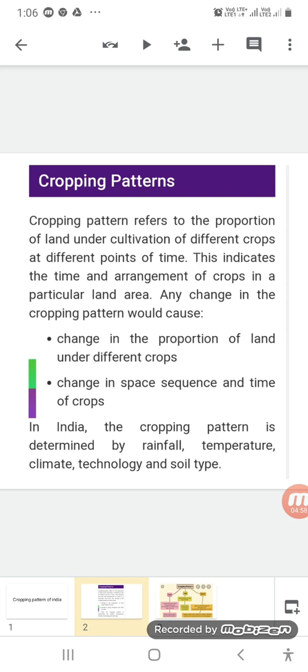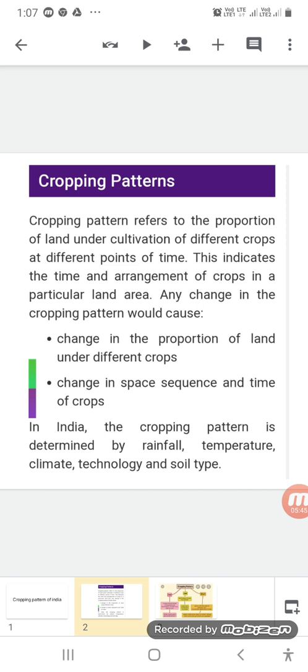Now the second pattern is the mixed cropping pattern. Mixed cropping pattern means not only one crop but different crops are grown on the same area for the same period of time. As you can see in your orchards, we are cultivating apple, pear, palm, cherries, etc. And on the same land we are cultivating pulses, beans, and maize also. That's called the mixed pattern. The third one is the intercropping pattern.